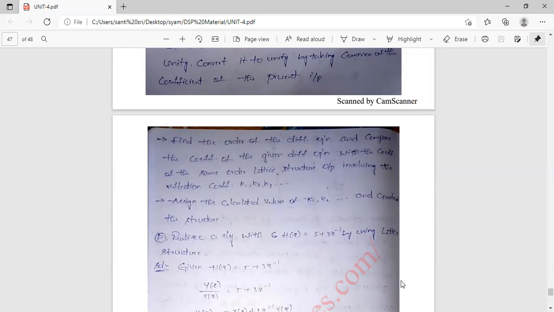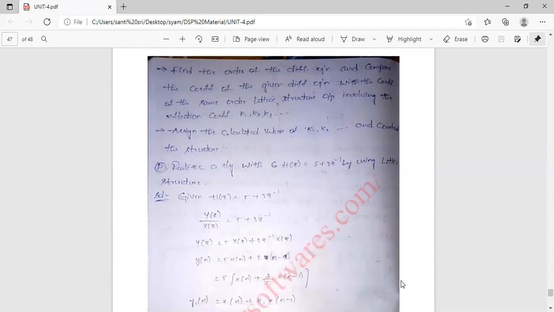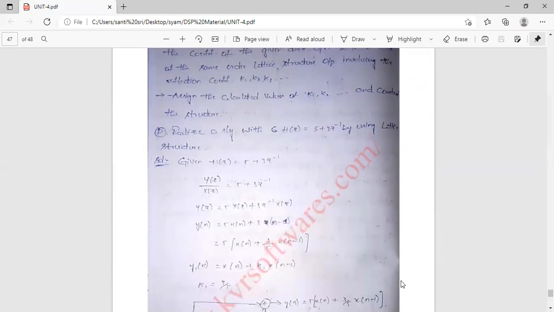Okay. Now we will see a problem. Realize a system with 6 into H of z equal to 5 plus 3 into z power minus 1 using lattice structure. So 6 into H of z. Then we will write the H of z expression from this equation. H of z equal to 5 plus 3 z power minus 1.